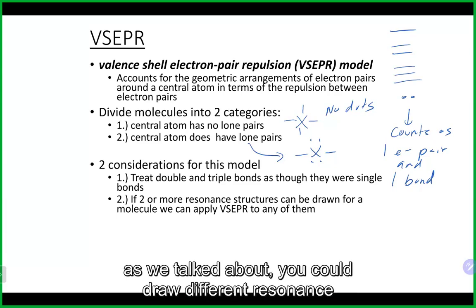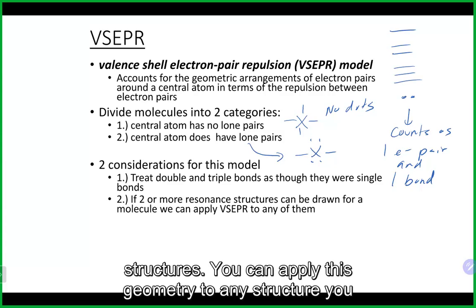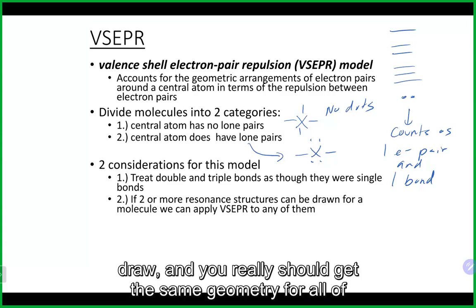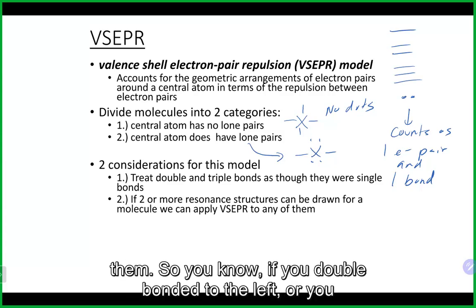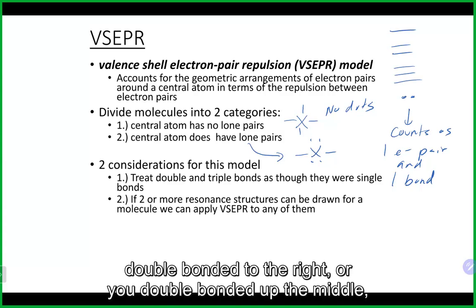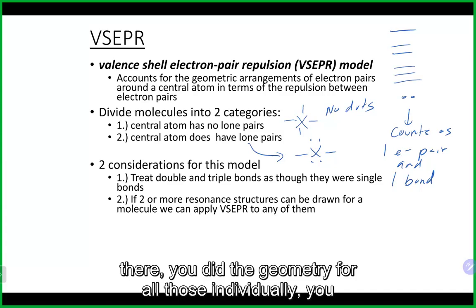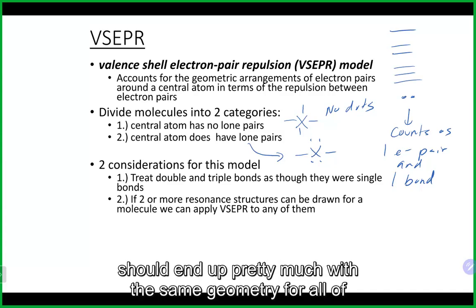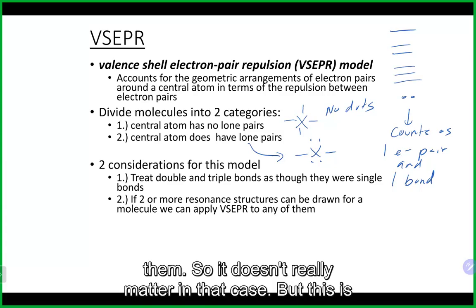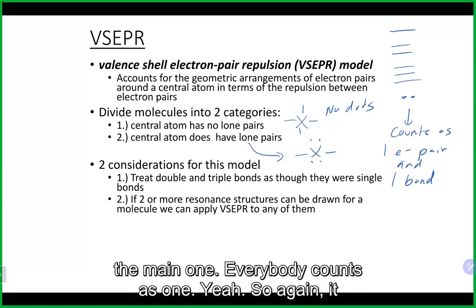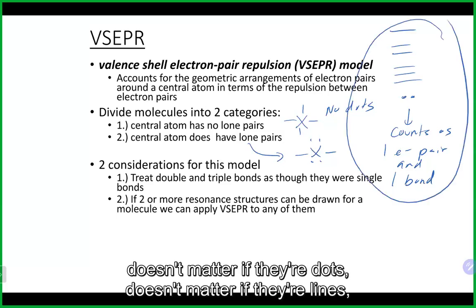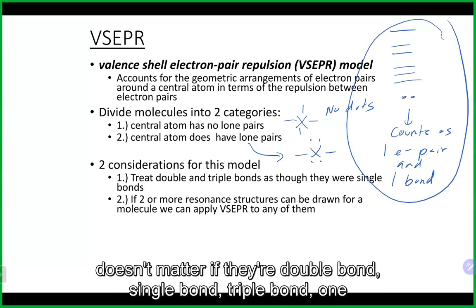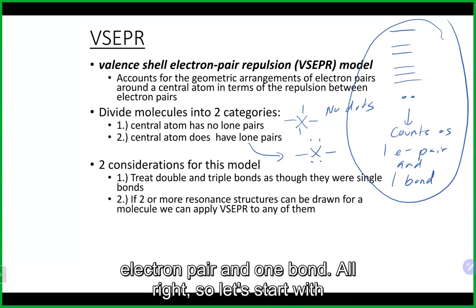Now, the second rule there is not super important probably for us, but as we talked about, you could draw different resonance structures. You can apply this geometry to any structure you draw, and you really should get the same geometry for all of them. So if you double bond it to the left, or you double bond it to the right, or you double bond it up the middle there, if you did the geometry for all those individually, you should end up with the same geometry for all of them. So it doesn't really matter in that case. But this is the main one. Everybody counts as one. So again, it doesn't matter if they're dots, lines, double bond, single bond, triple bond, it's one electron pair and one bond.